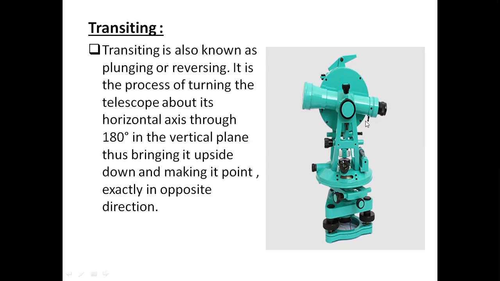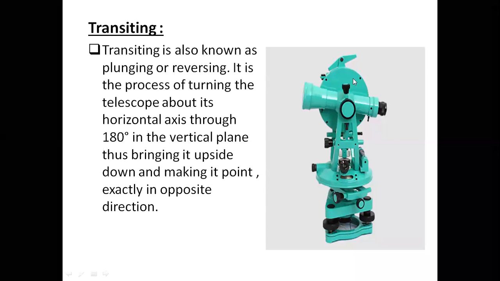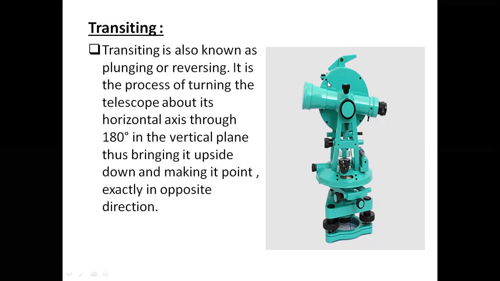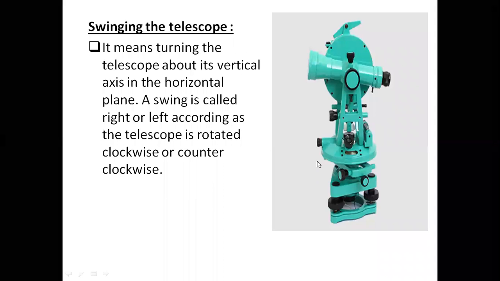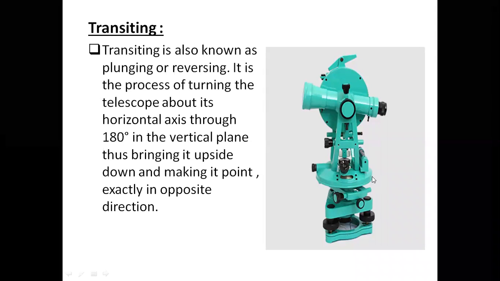This is the telescope. This is the vertical circle, used for measuring the vertical angle, the depression or elevation angle, whatever you want. This is the horizontal circle. This horizontal circle has graduations from 0 to 360 degrees, which are used for measuring the horizontal angle. These are the three screws.